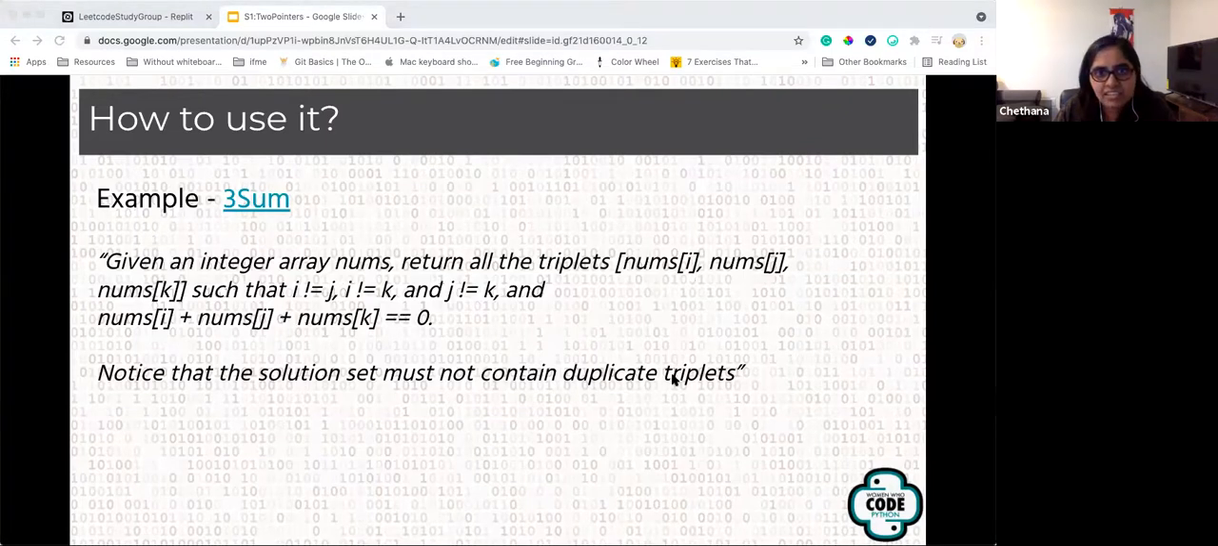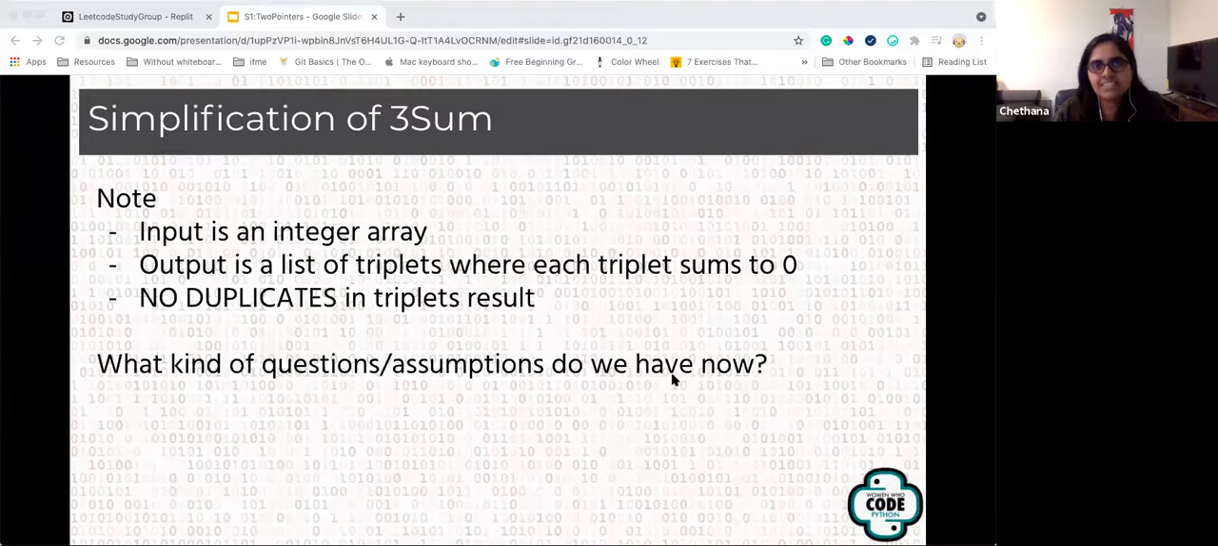So, a couple of questions. Let's simplify whatever we saw before. The input is an integer array. Integers would be positive and negative numbers and so on. And the output is a list of triplets where each triplet sums to 0. I shouldn't have said all of that before. We could have gone through this slide, but we learn. And no duplicates in the triplets result. Now, as we were saying before, what kind of assumptions do we have?